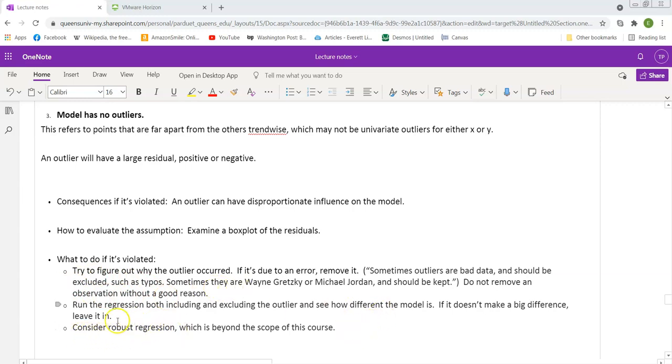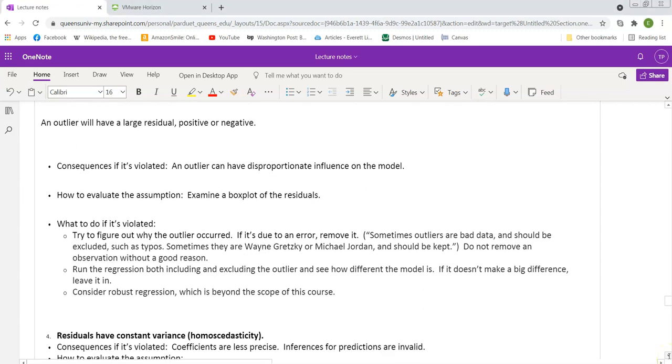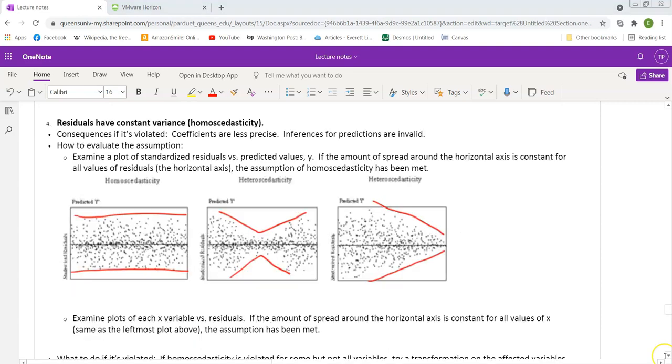There is something called robust regression, which we're not going to talk about, but I wanted to put that in there so that if you come back to your notes later, sometime in the future, you'll see that's something to consider. Our next assumption is that the residuals have constant variance.